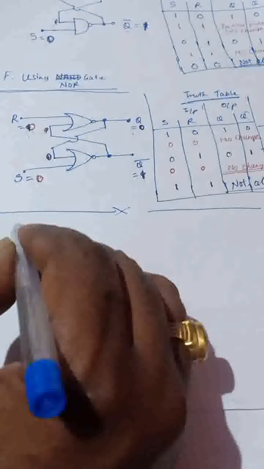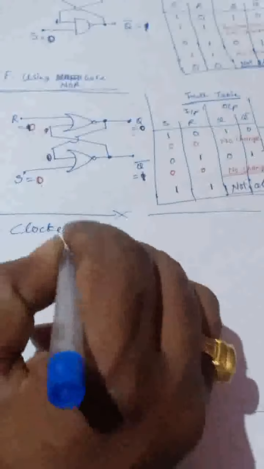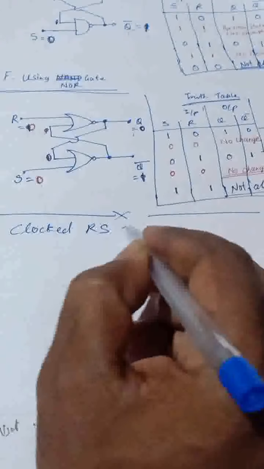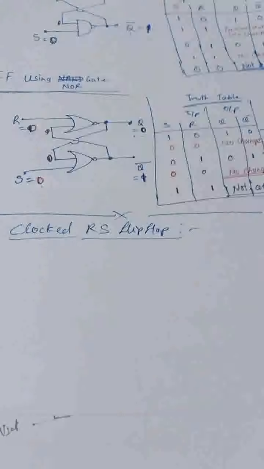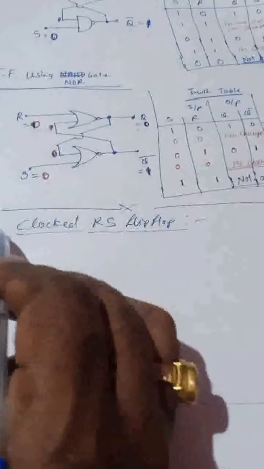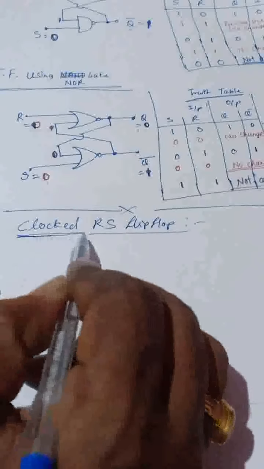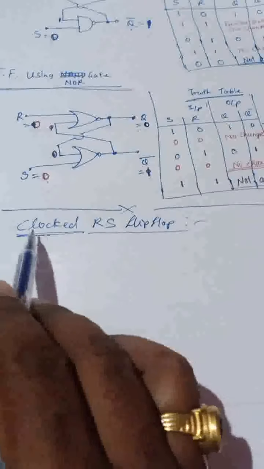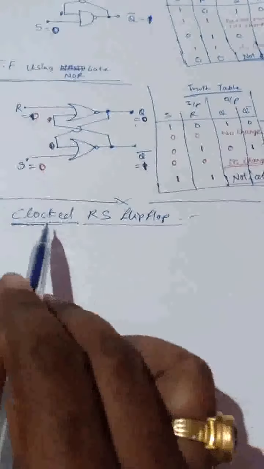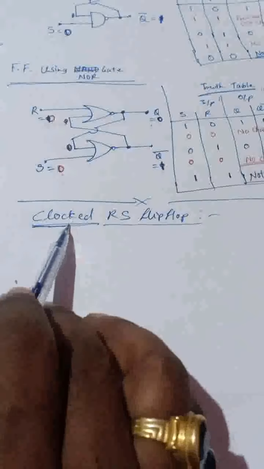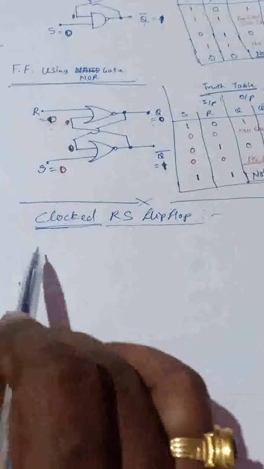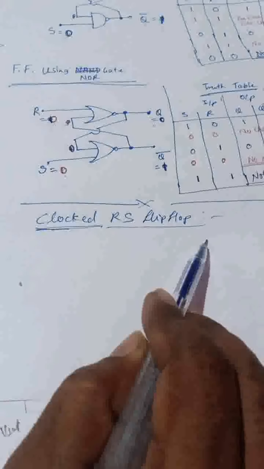Now we are going to see the next flip-flop, that is called the clocked RS flip-flop. So clocked means what? There is another input which is called the clock. By applying this input, whatever input change is made is transferred to the output.